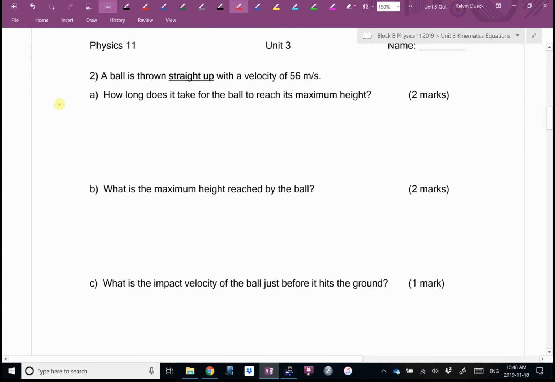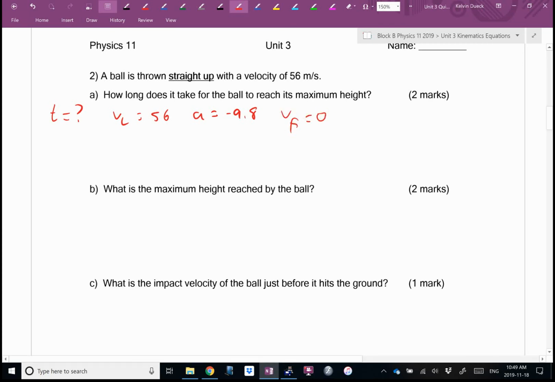Okay, now it wants me to find a time. VI equals 56. A is negative 9.8. That's only 2 things. I need 3 things to find the 4th. What else can I reason my way to, even though the question didn't say it specifically? What else do I know? At the top, for a split second, VF equals 0.